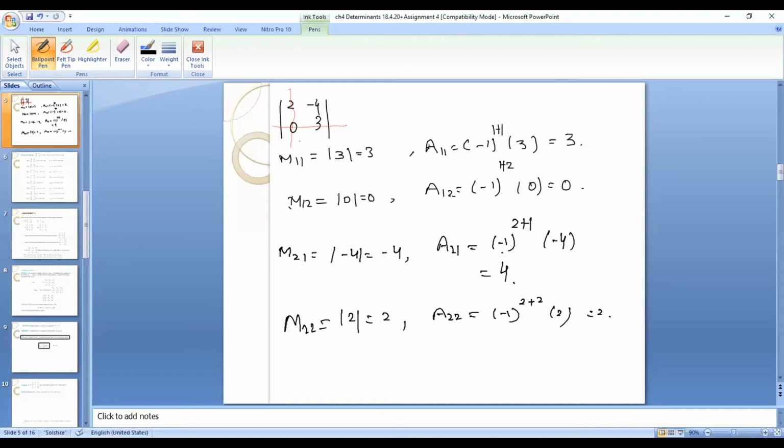So these are the minors and cofactors of a 2 by 2 determinant, right? So that means when we are finding minor for 2, we are writing its opposite element 3. When we are finding minor for minus 4, we are writing its diagonally opposite element 0. We are writing diagonally opposite. M21, we are writing its diagonally opposite element minus 4. And for M22, we are writing its diagonally opposite element 2. Right? So this is how to find minors for a 2 by 2 matrix.